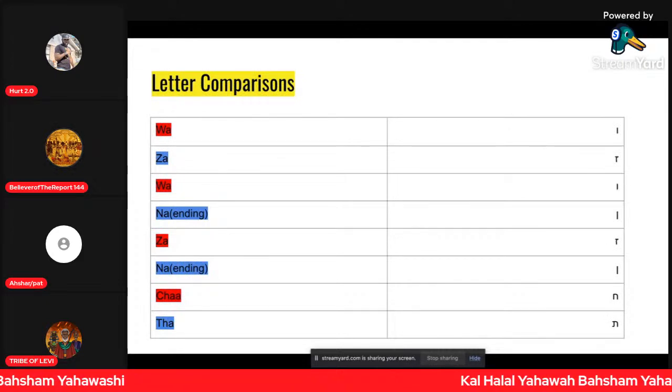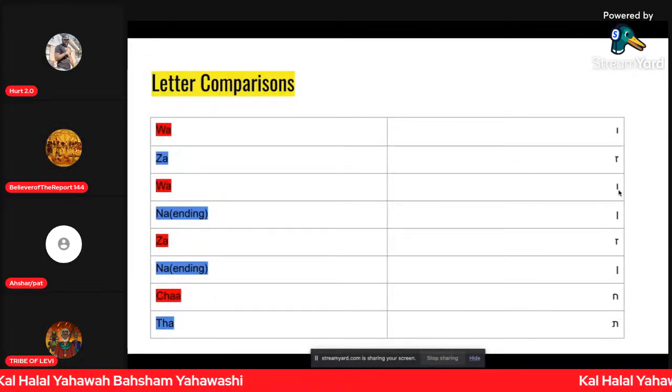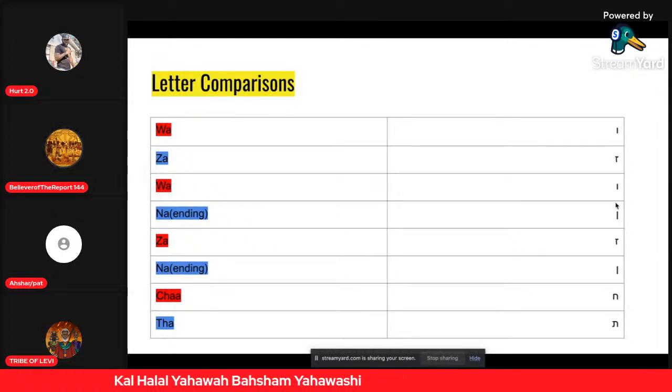And so here are some other ones. We have the wa and the za, and then the wa and the ending na. The wa and the ending na, it's a little bit easier to tell them apart, based on how it's scribed or based on how it's written.